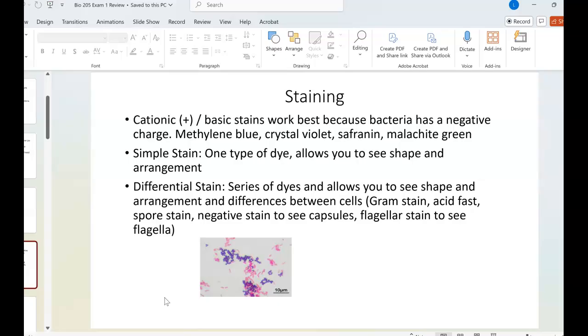Another differential stain is the acid-fast. This would allow us to see if the organism resists the acid wash and is an acid-fast bacteria. We can also do a spore stain to see if the organism makes a spore. Now, some other stains like a negative stain to see capsule or a stain to see if the bacteria has a flagella, these would also be differential stains, but we're not going to be doing those. We're really going to be doing our gram stain, acid fast, and spore stain.